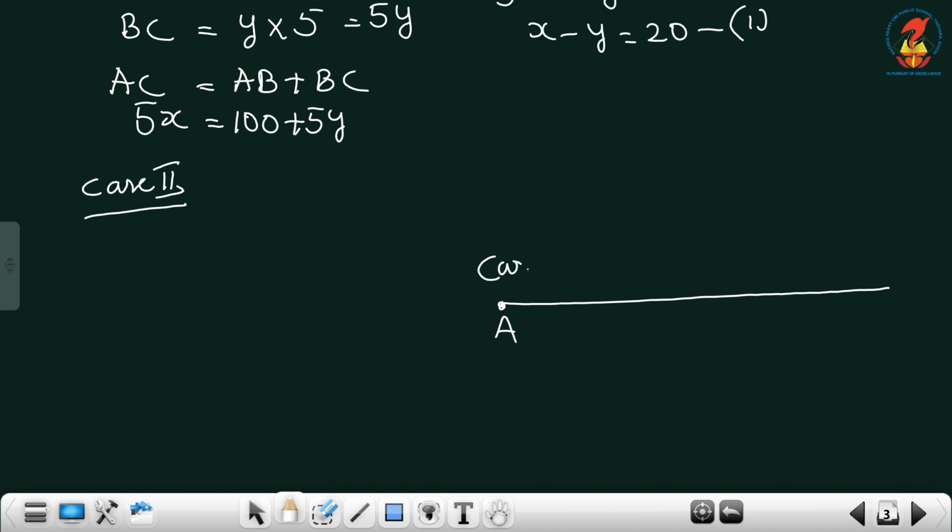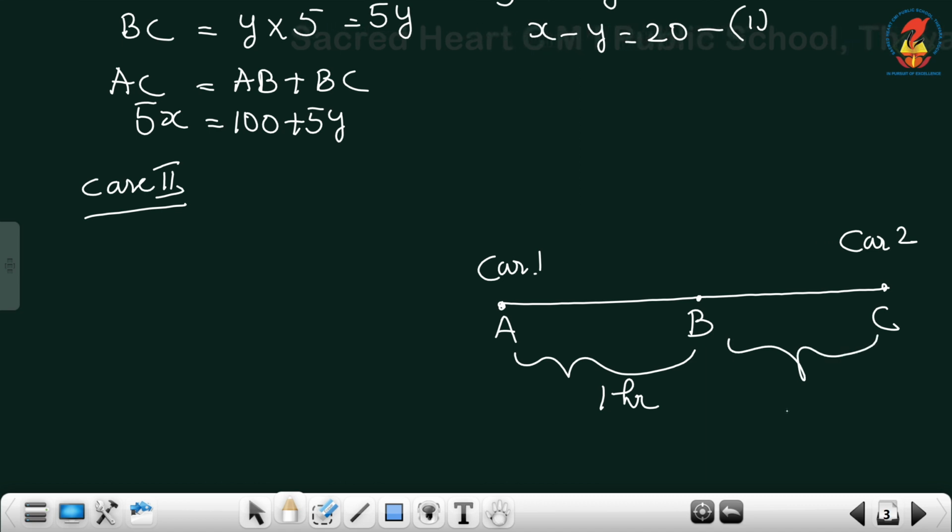A, car 1, so this B, C, car 2. Okay, travel 1 hour. Here also traveled 1 hour. Distance 100 kilometer. Okay, AC distance 100 kilometer. Okay, then how can you write it?